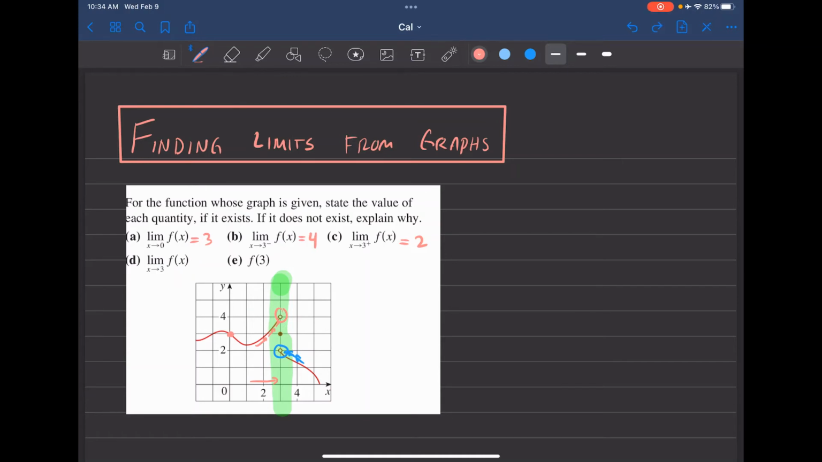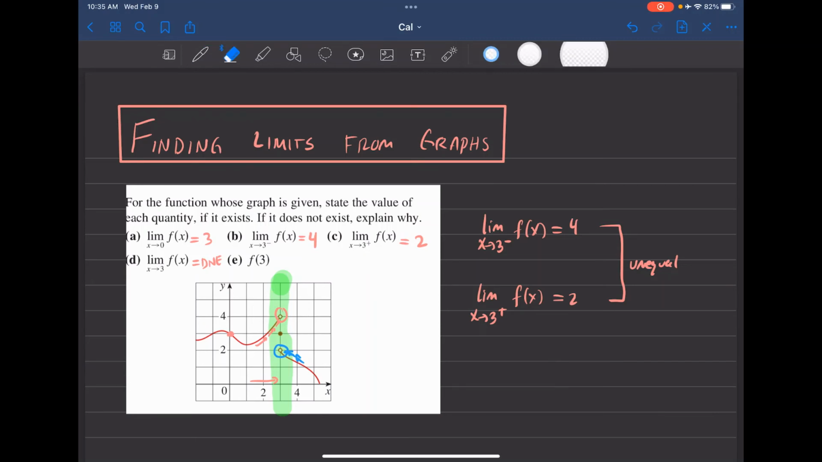So then what is the limit of f of x as x approaches 3? Well, if these two limits, the left and the right, are equal, then we can say the limit is that value. But since the limit as x approaches 3 from the left of this function is equal to 4, and the limit as x approaches 3 from the right of this function is 2, since they're unequal, we say that the limit at 3 does not exist. So let's write DNE. Since the left and right are not equal, we are going to say it does not exist.